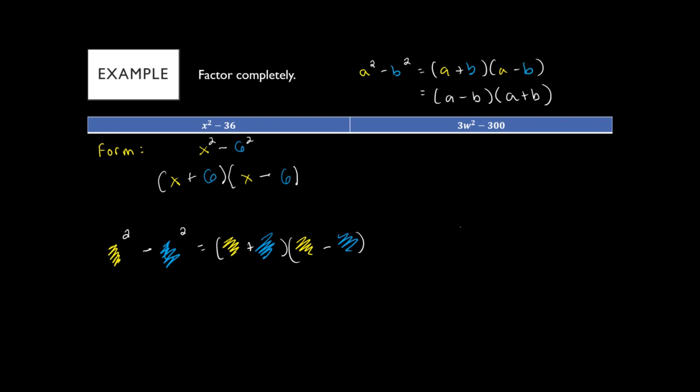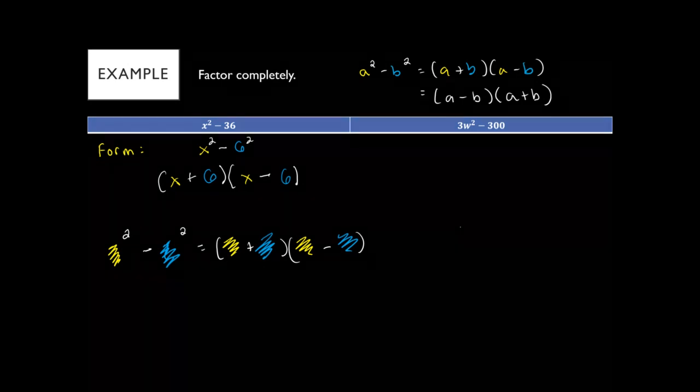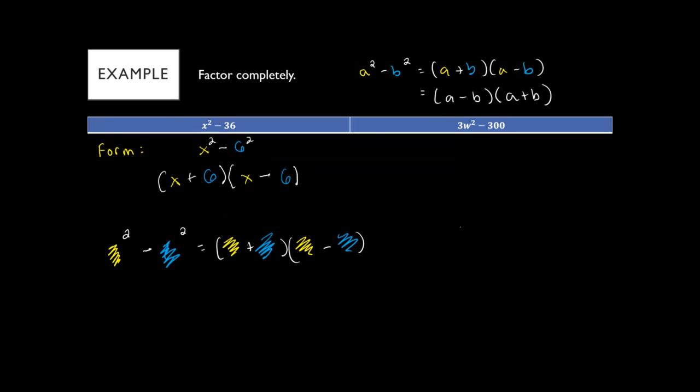All right, so let's look at the example on the right now. So this one is 3w squared minus 300. Now it says to factor completely.